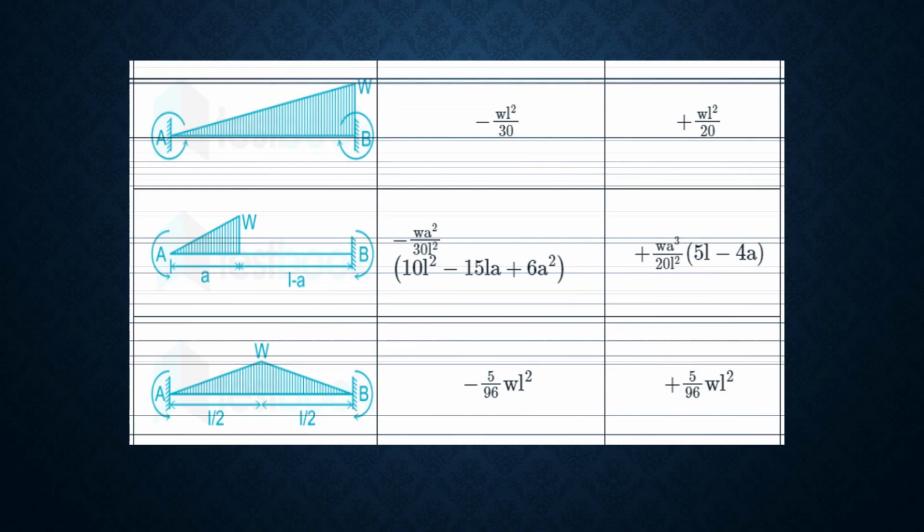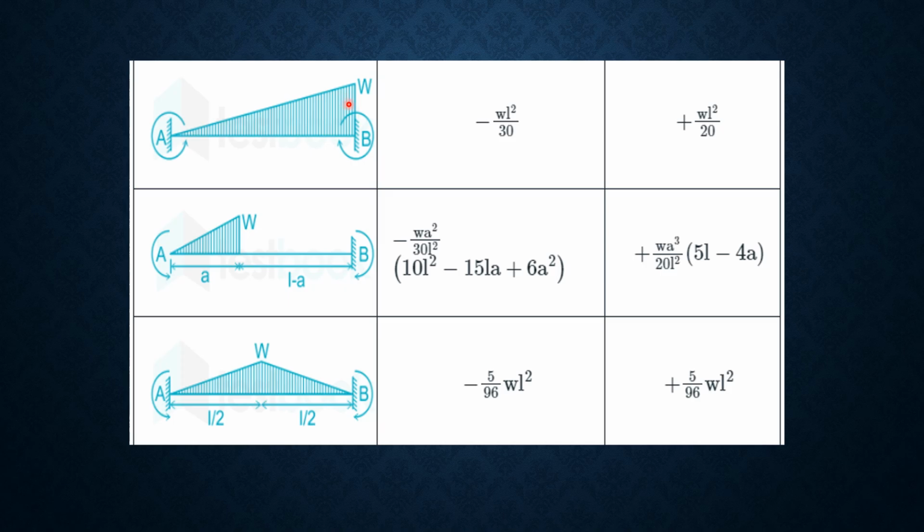Then the next condition is the fixed beam with a uniformly varying load over the whole span, and the fixed end moment at MAB is minus WL square by 30, and for MBA it is WL square by 20. Then this is the uniformly distributed load for the mid region. Here this is A and the remaining portion is L minus A. This is the formula for MAB, and this is the fixed end moment for MBA.